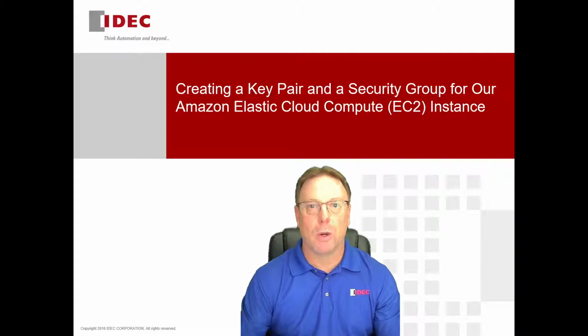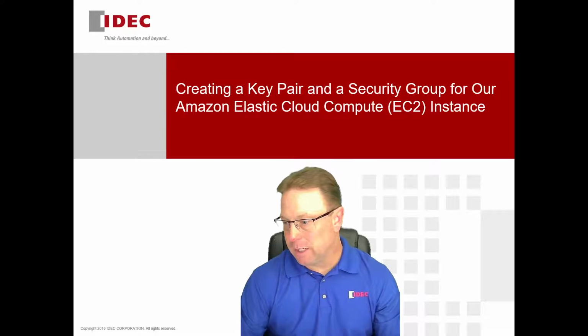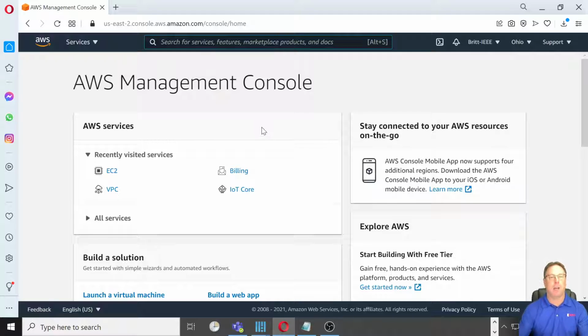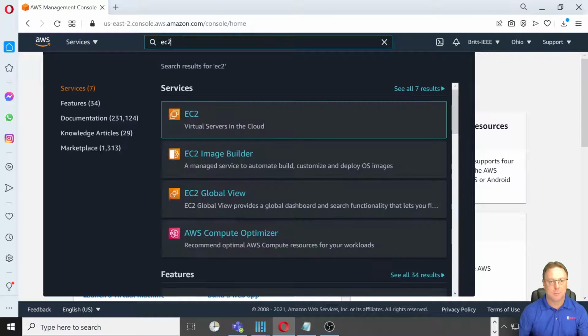In this video, we're going to go through and create a key pair as well as a security group for our EC2 instance. Let's get started. Let me get out of your way here and let's open up a web browser and log into our AWS account. Up here at the top, we can search for EC2 and we'll see that pops up here underneath services, EC2 virtual servers in the cloud. Let's go ahead and click on EC2.